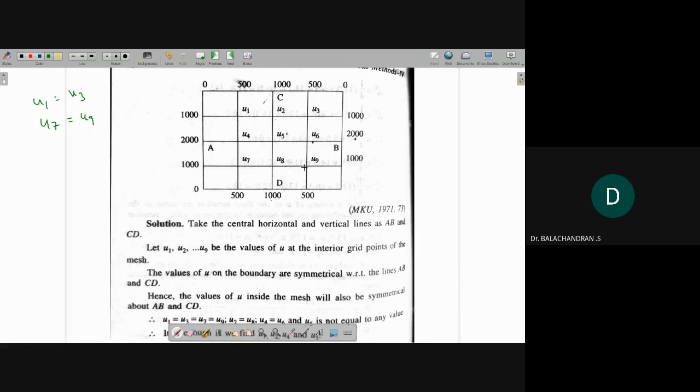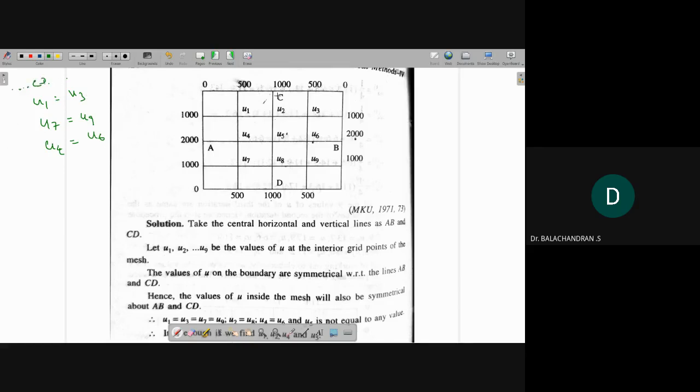U7 equal to U9. And then similarly U4 equal to U6. Okay, now about this line. Similarly about the line here you can write, about the line AB. Okay, about the line CD, we found this one.